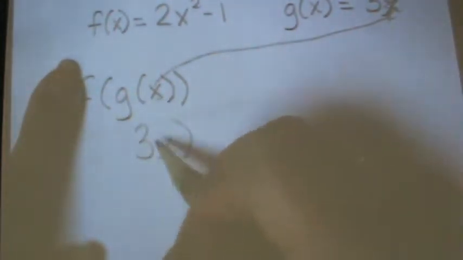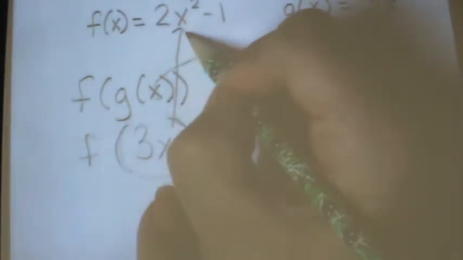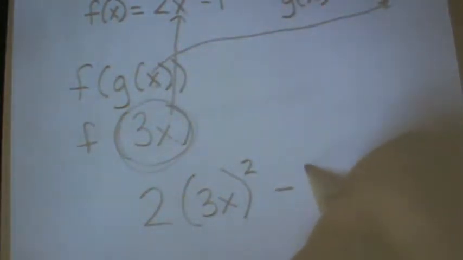So this thing is really your definition of g of x. So this piece is equal to 3x. Now you're going to put this into the f function. Where you see x, you're going to put a 3x. So you've got 2 times 3x, but it's squared, and then minus 1. Does that make sense?